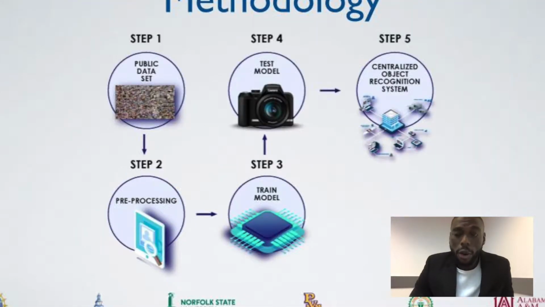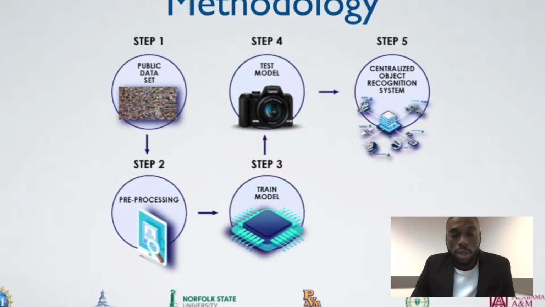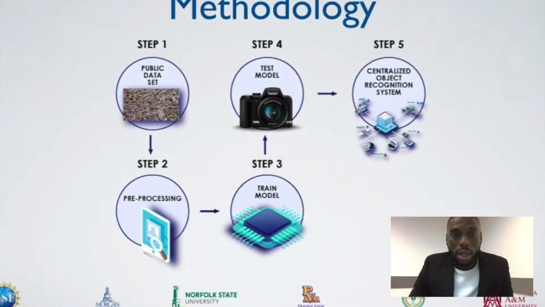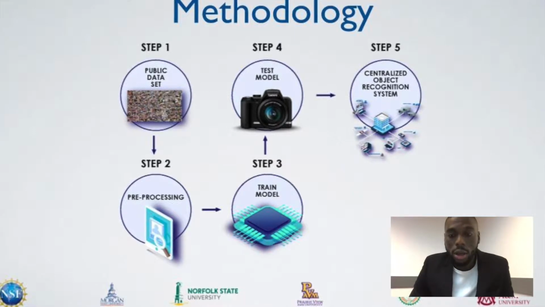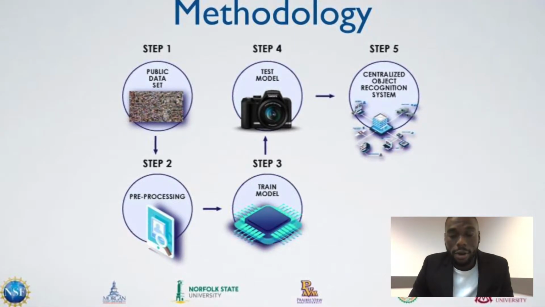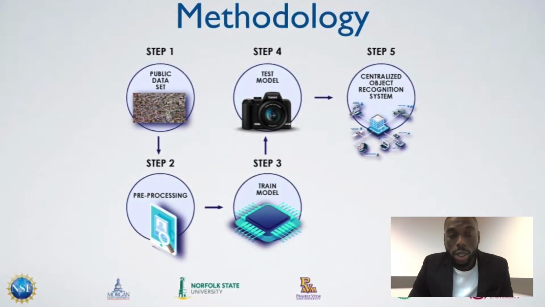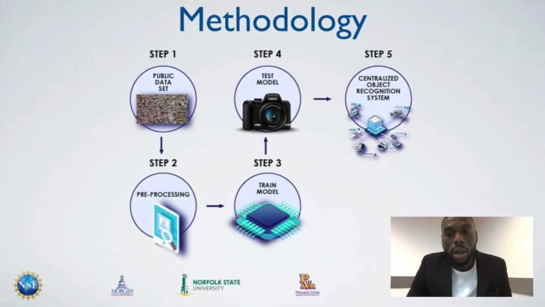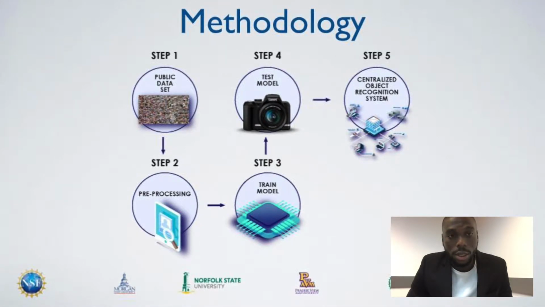So for our method in building our object recognition system, the first step was that we selected a publicly available dataset, which was the CIFAR dataset, and after that we preprocessed the CIFAR dataset. Then for our third step, we trained our CNN model with the CIFAR dataset, and for our fourth step, we tested our CNN model with single images, or you can say new images, from our security camera, which all leads us to build our centralized object recognition system.